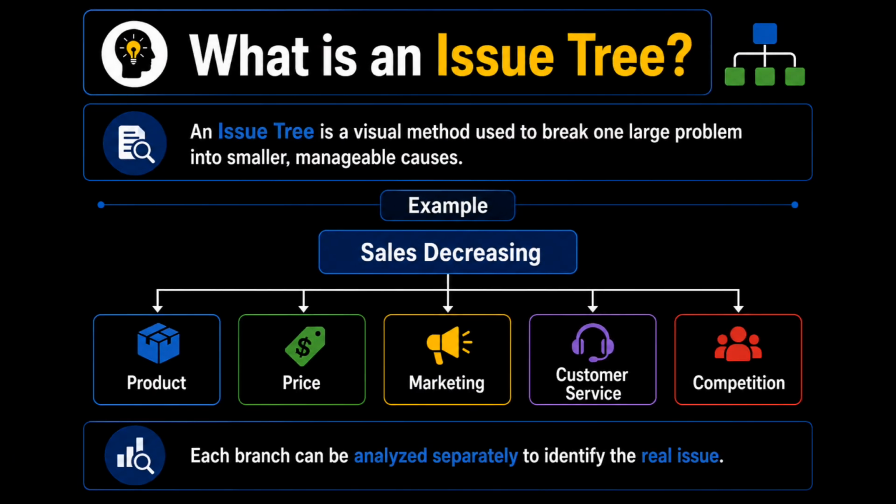Another powerful problem-solving tool used in data analytics is the issue tree. An issue tree is a visual framework that helps us break one large problem into smaller, manageable parts. Instead of looking at the problem as a whole, we analyze each possible cause one by one. For example, imagine a company is facing decreasing sales. Rather than making assumptions, a data analyst divides the problem into different areas such as product, price, marketing, customer service, and competition. Each branch is then analyzed separately to identify the actual root cause. This makes the investigation more structured, logical, and data-driven.